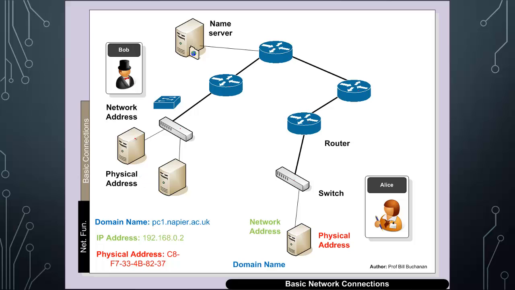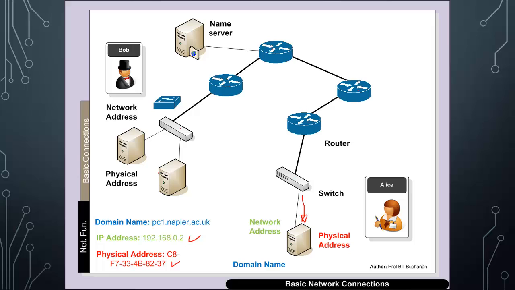Each computer on the internet has a physical address and also a network address. On the internet, these network addresses are used to route the data between these intermediate devices, whereas when we get to the very end of the network connection, this part in here, then it's the physical address along with the network address which is actually used to deliver the data.